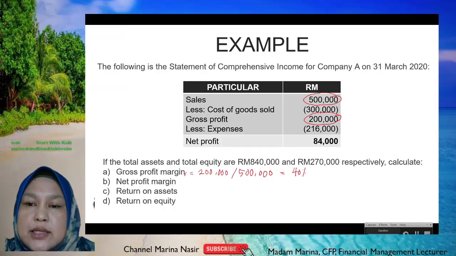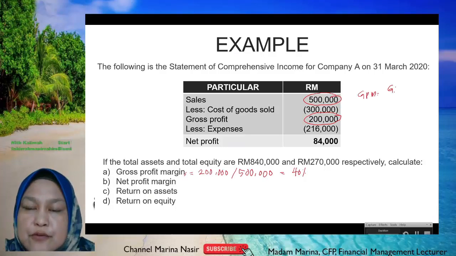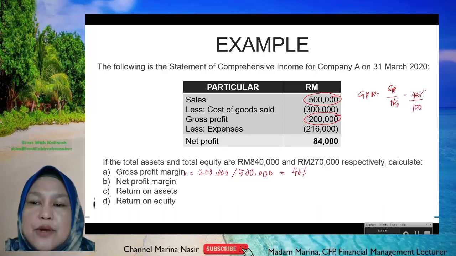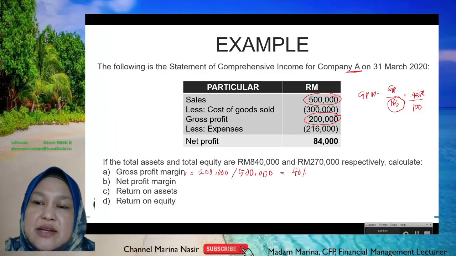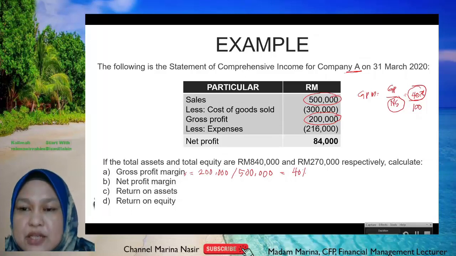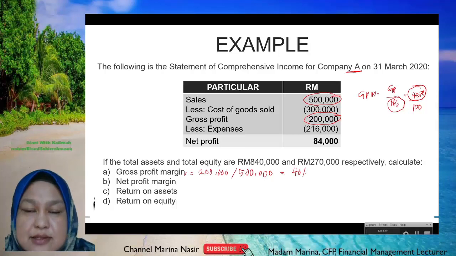The gross profit margin is gross profit divided by net sales, right? Now we get 40%. 40% means that for every 100 ringgit of sales, company A can generate 40 ringgit gross profit. Company A can generate 40 ringgit as gross profit from 100 ringgit net sales. Okay, that's how to interpret gross profit margin.